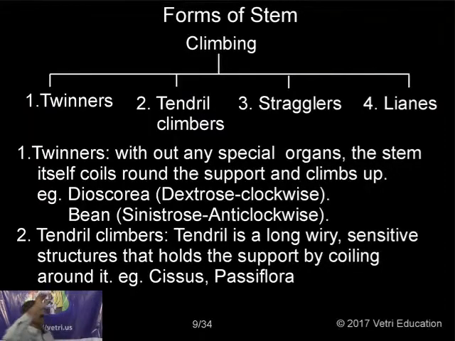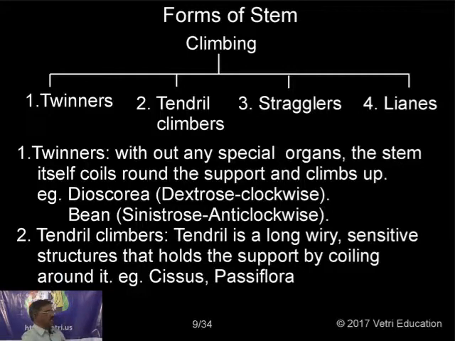The next, the climbing plants. These climbing plants are again classified into 4 types. Those are twinners, tendril climbers, stragglers and lianes. A twinner is one without any special organs. The stem itself coils around the support and climbs up.